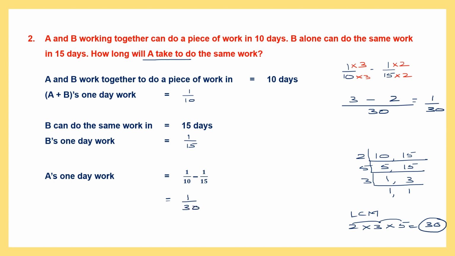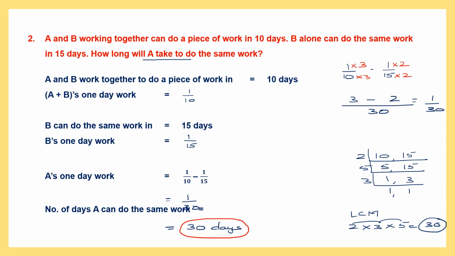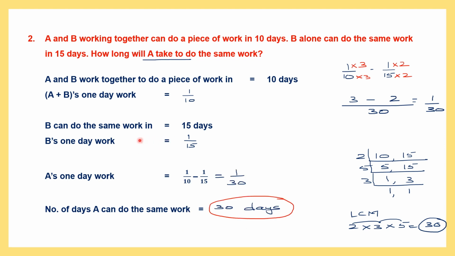That means the number of days that A will take to do the same work is 30, which is this denominator that we have written here. So the answer is 30 days. A will take 30 days to complete that same work. Remember, it is just like this. B can do the work in 15 days. So 1 day's work is 1 by 15. So A's 1 day's work is 1 by 15 means the number of days A can do the same work is 30 days. Remember to use this denominator as the number of days.